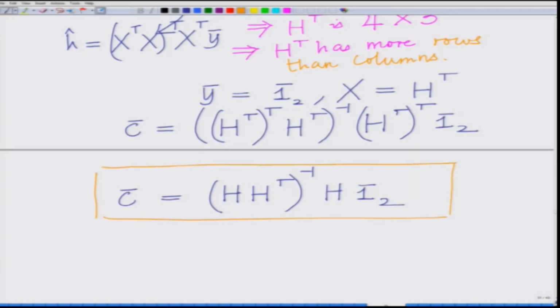Now, you can see this is basically your equalizer, that is the equalizer C bar, which is H transpose inverse H transpose H times the vector 1 bar 2. We have already defined the matrix H earlier, right, and 1 bar 2 is also the vector that we have defined before.